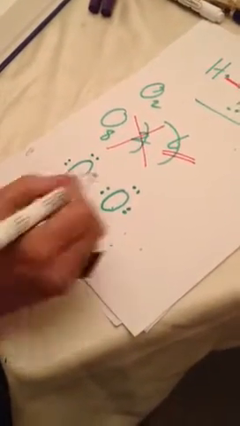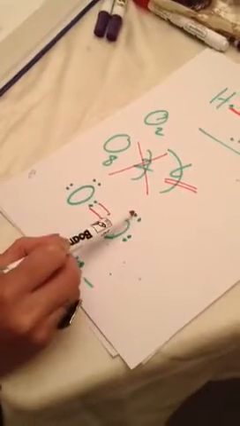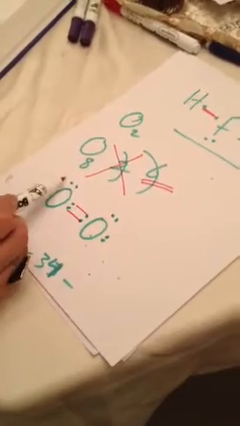فين الكوفالنت بوند أهم. خلاص، now the oxygen has 1 2 3 4 5 6 7 8 and this oxygen has 1 2 3 4 5 6 7 8.